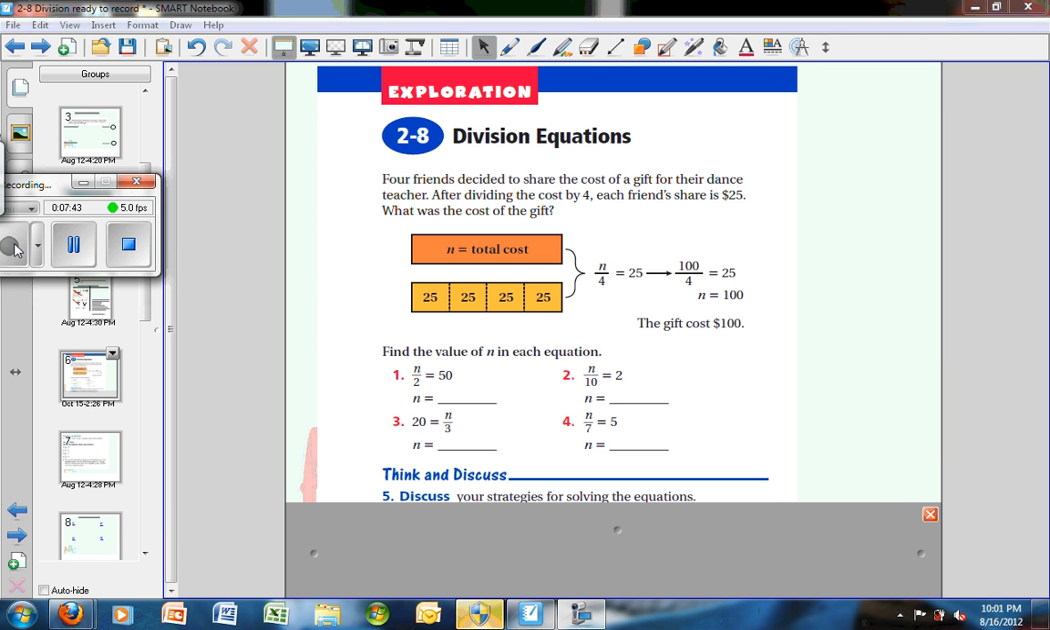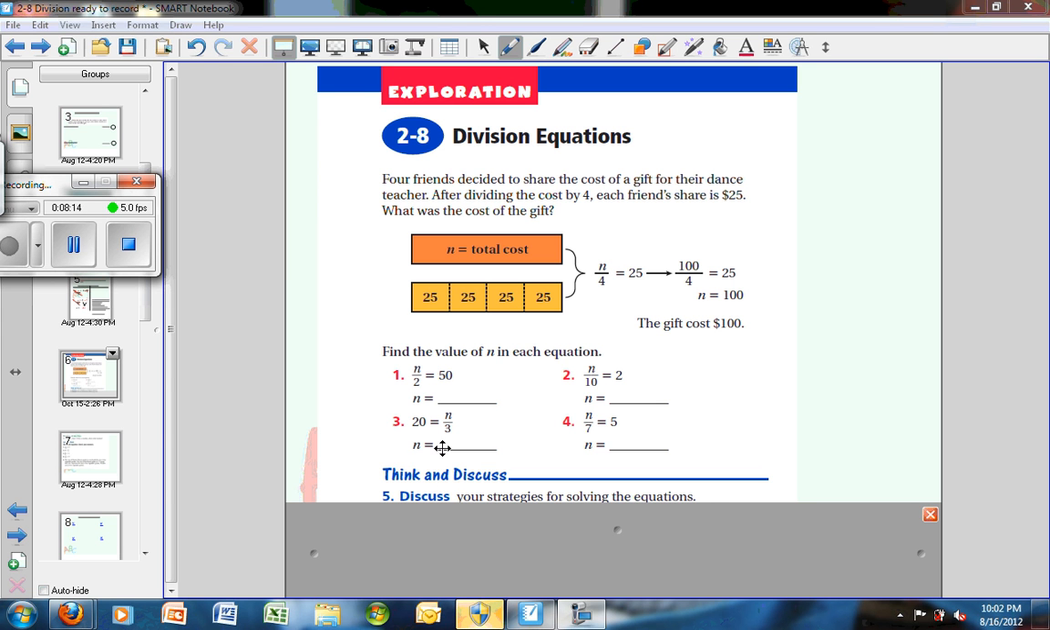You can see here just a little peek at a more visual strategy, which maybe you had thought of before, where n is the total cost of the gift. We know that if we divide that total cost of the gift by 4, it's $25 per person, so that equals 25 here. So the question is, what number divided by 4 is going to equal 25? Then you can see that we're simply going to multiply both sides by 4 and get 100.